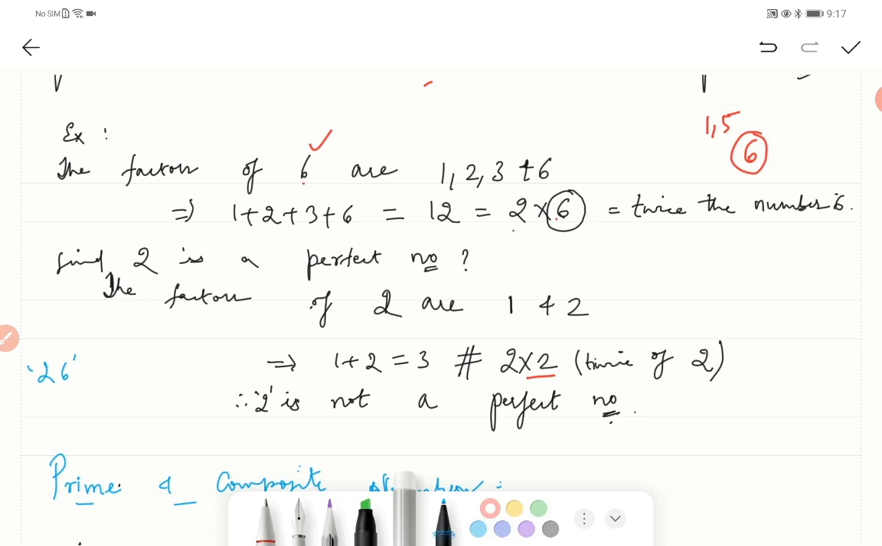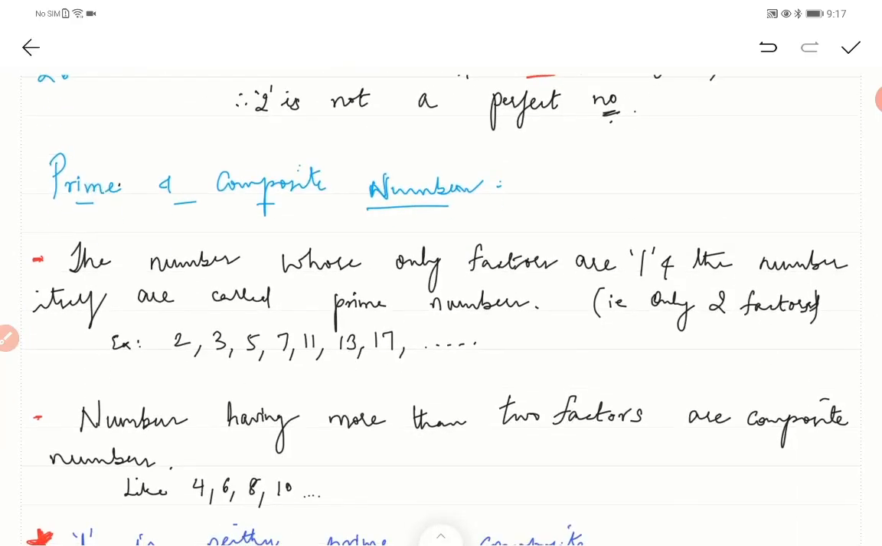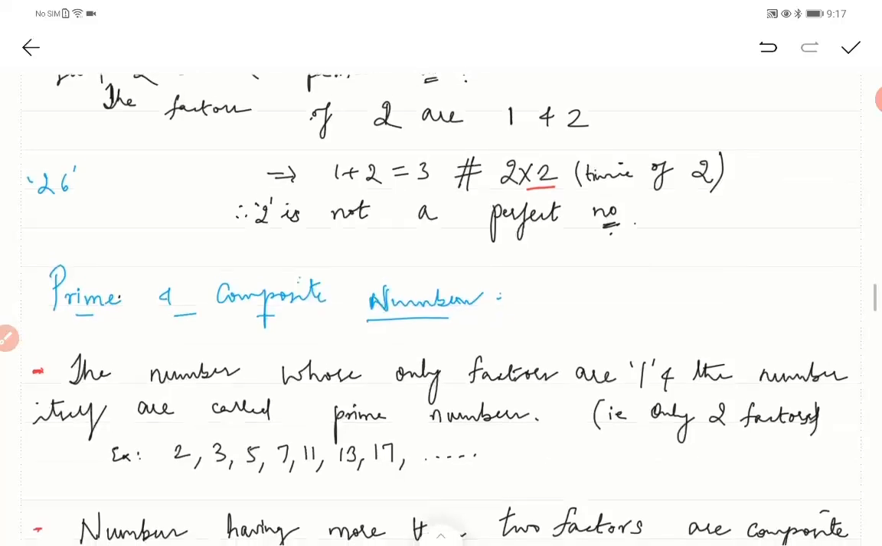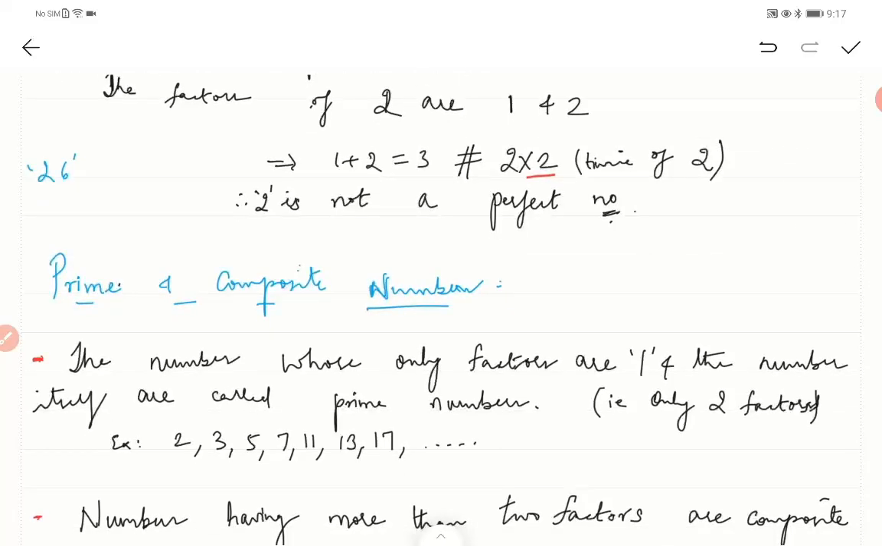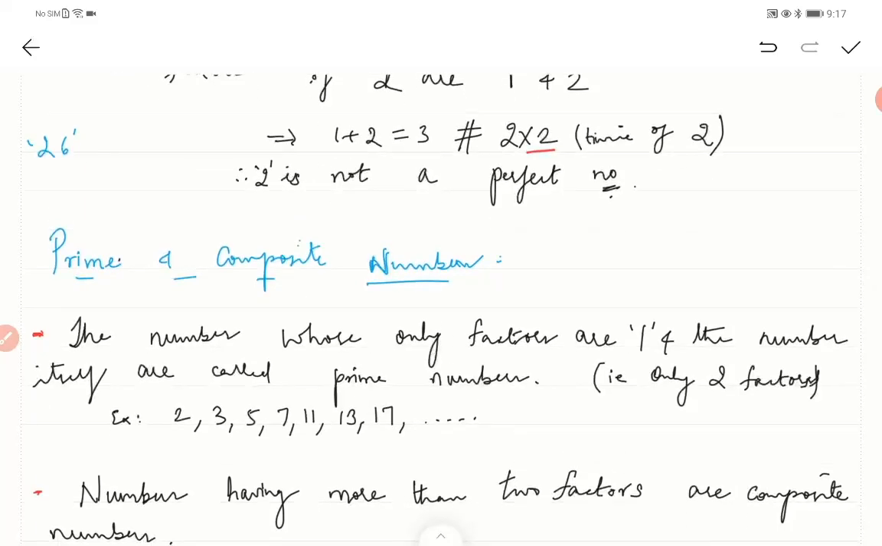Let's move on to the next topic of your chapter, which is very important. The main next part of your chapter is based on prime and composite numbers, and then later you find the prime factorization, the process of how to do that. So what are prime numbers? The numbers which have factors only 1 and itself. Those numbers are called prime numbers, and the rest are composite numbers.